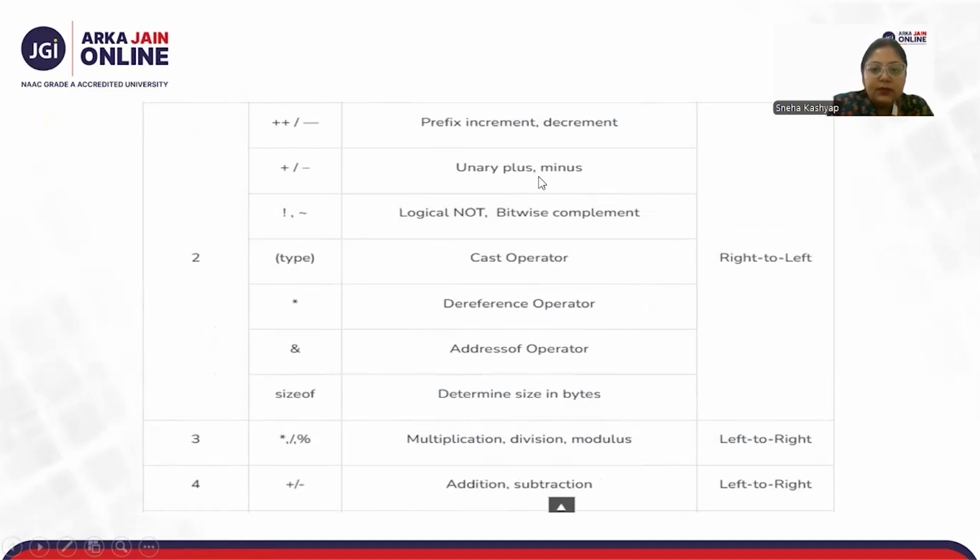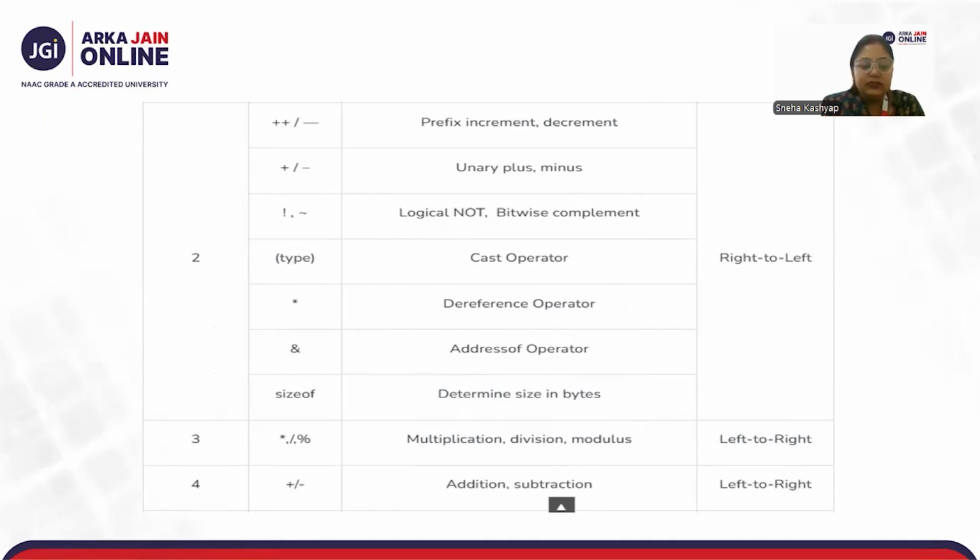Similarly, unary plus and minus will have the precedence value 2, and it will be used from right to left. The third one is logical NOT and bitwise complement operator. So these again share the precedence value 2, and you can use it from right to left. The next is cast operator, the type casting, which we saw the example earlier, where we converted the integer type to the float. So here, if type casting is there, we will always operate it from right to left.